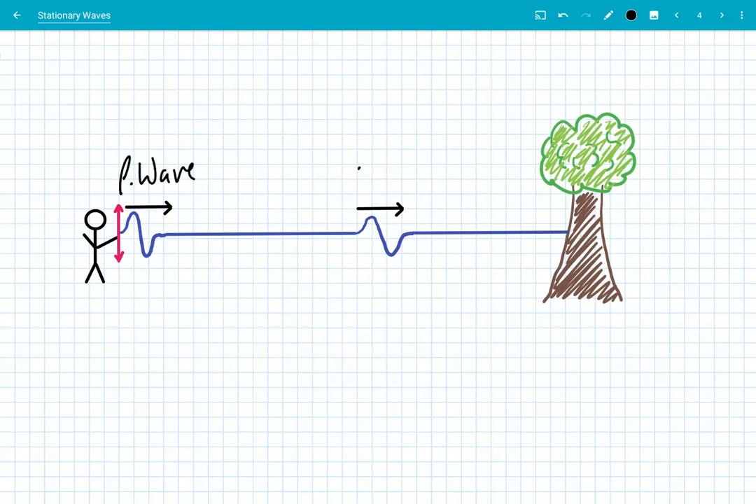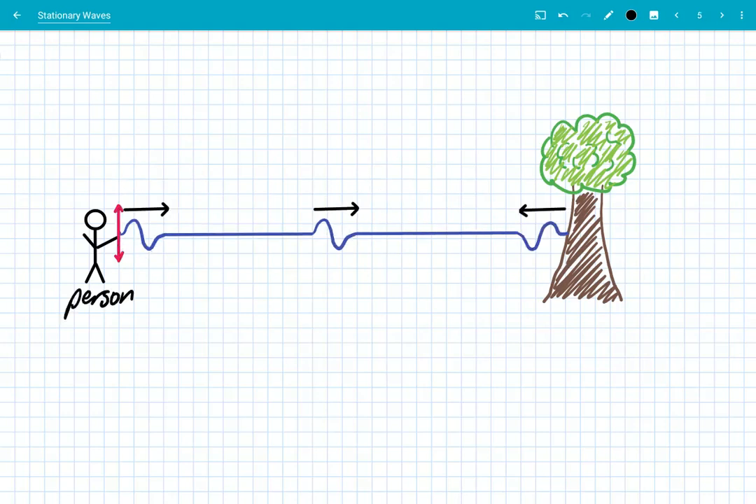So we've got one progressive wave here and another one that's already been sent at an earlier time. So we keep on sending out progressive waves along this rope using the vibrations. You can see it going up and down here. This is a transverse progressive wave that's being sent out continually. But when those waves reach the tree, they reflect. And this is really important.